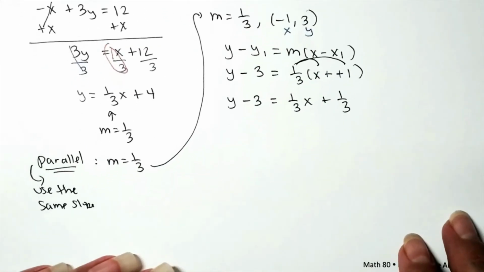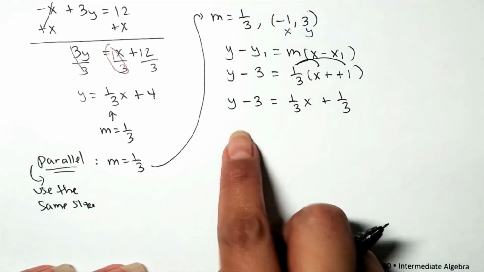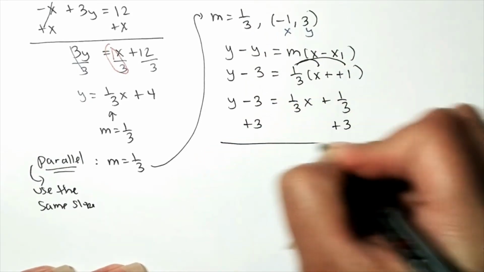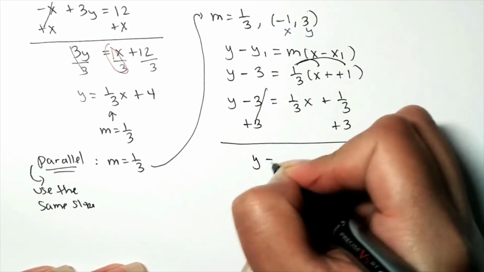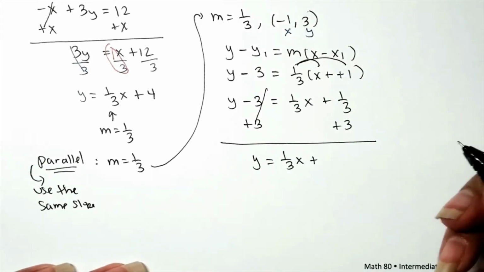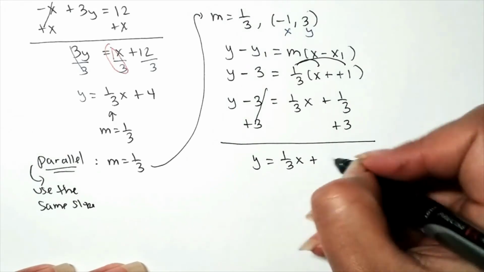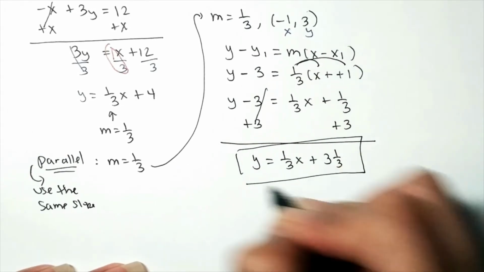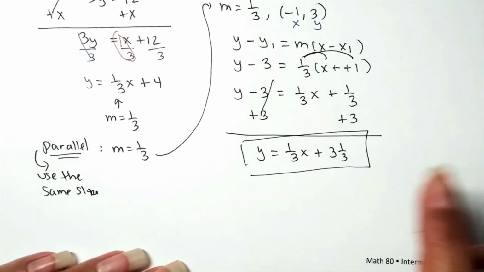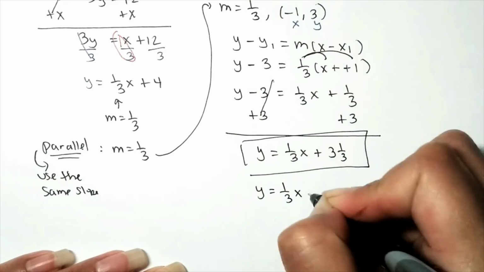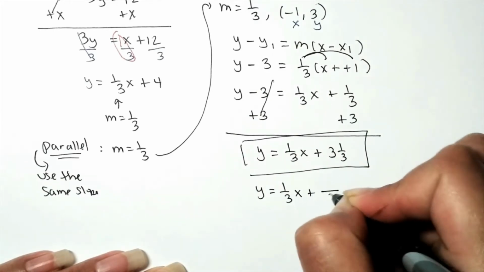For the home stretch, let's put this in slope-intercept form. To undo the subtraction, let's add 3 to both sides. That will leave us with y = 1/3 x + 3 1/3. 3 plus 1/3 gives us 3 1/3. You can put it like this, or you can put it as a decimal, just don't round. But the book is not going to leave it like this. They'll put it as an improper fraction, which is 10/3.